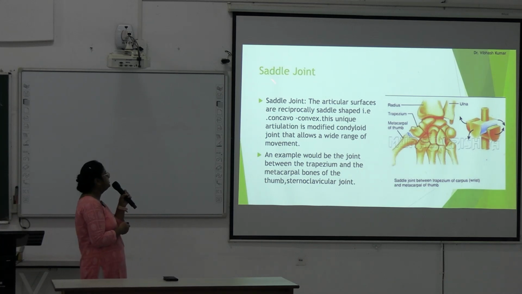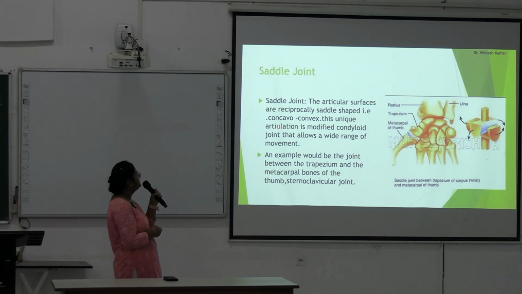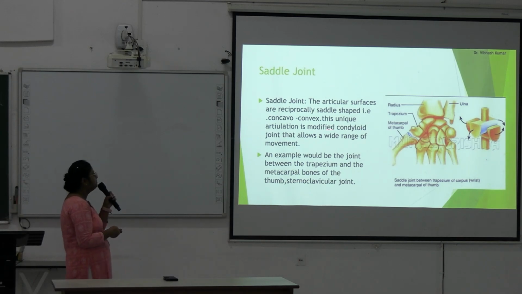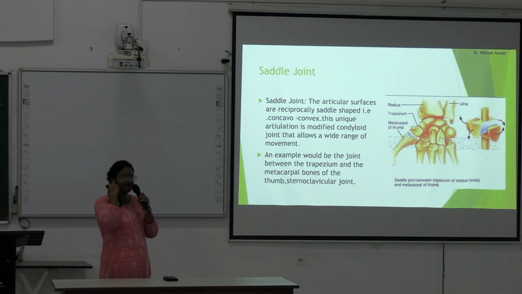Next we go to the saddle joint. In a saddle joint, the articular surfaces are reciprocally saddle shaped, that is concavo-convex. Here you can see concavo-convex, and the other bone surface reciprocates with it. So this unique articulation is a modified condylar joint, and that allows a wide range of movement. An example would be the joint between the trapezium and the first metacarpal bone of the thumb. Another is the sternoclavicular joint, where a saddle joint is also present.